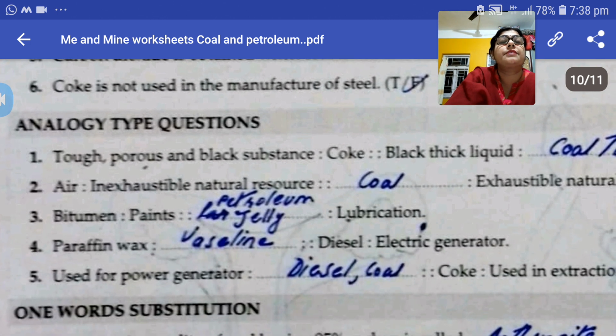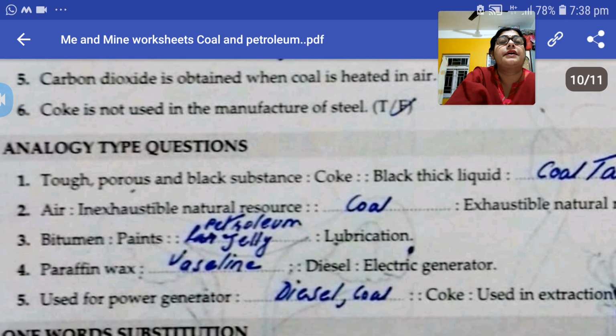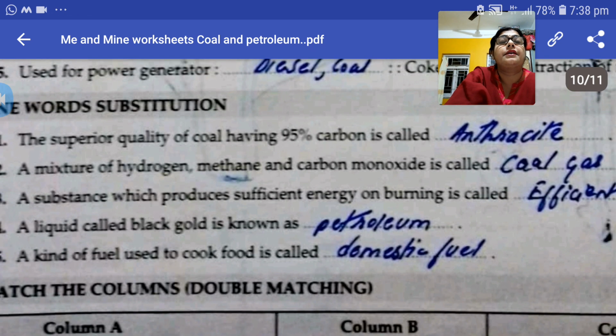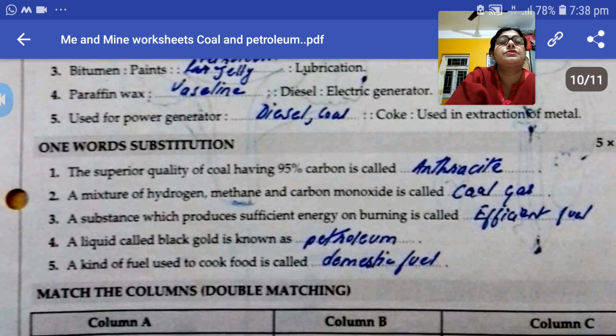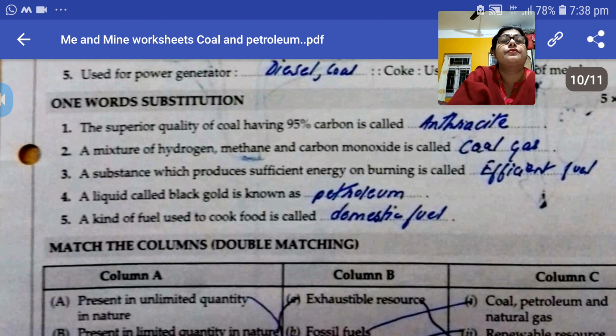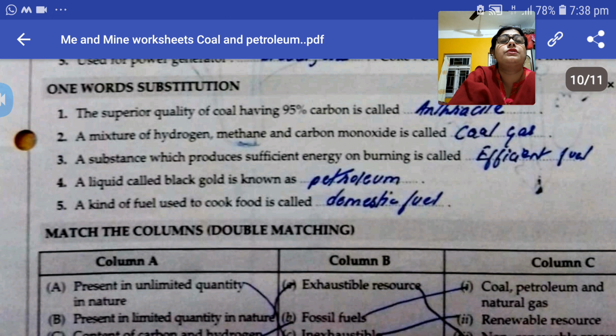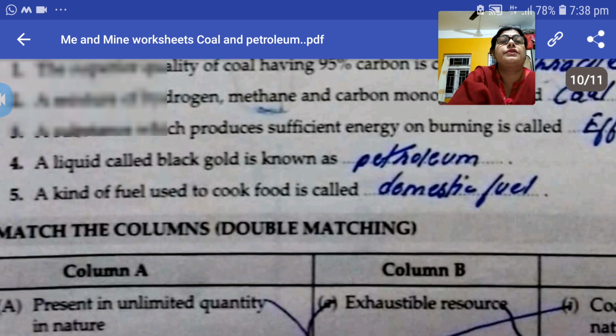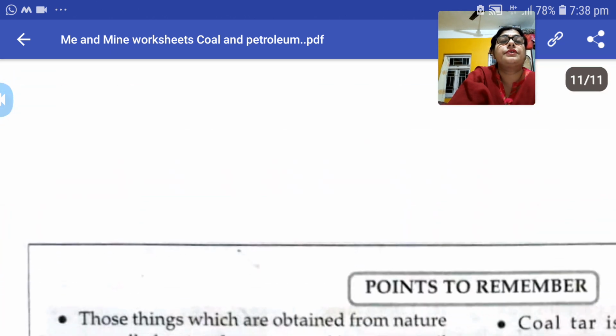So these are some analogy type of questions. You see how they have done, and then how it is done. Then one word for substitution you see. The superior quality of coal having 90% of carbon is called anthracite. A mixture of hydrogen, methane and carbon monoxide is called coal gas. So a substance which produces sufficient energy on burning, efficient fuel. Or even you can write this one also, a liquid called black gold is also known as petroleum. A kind of fuel used to cook food is called domestic fuel. So these are some match the following which you will do.